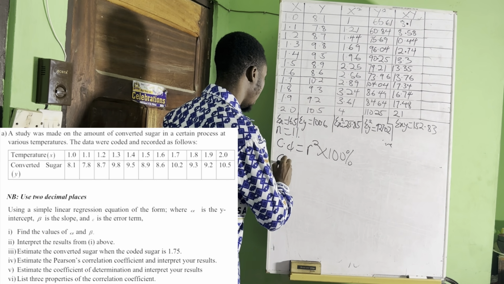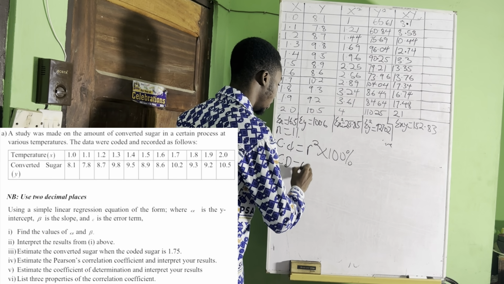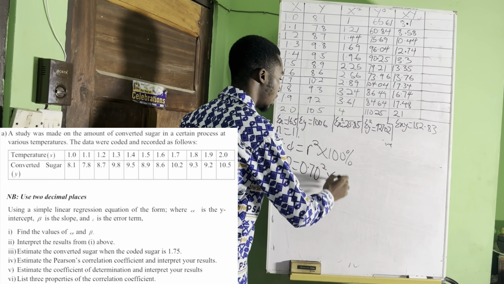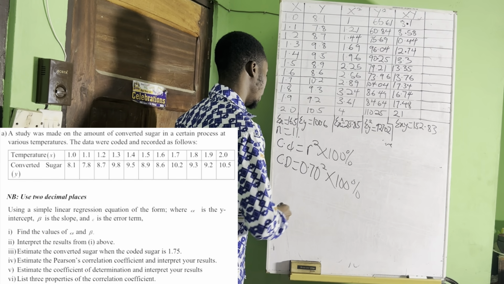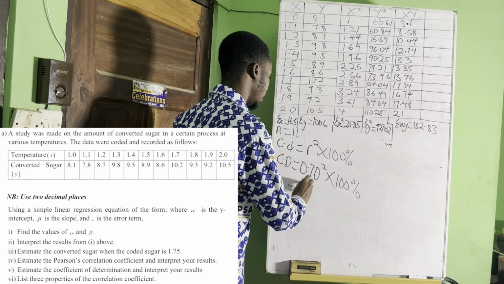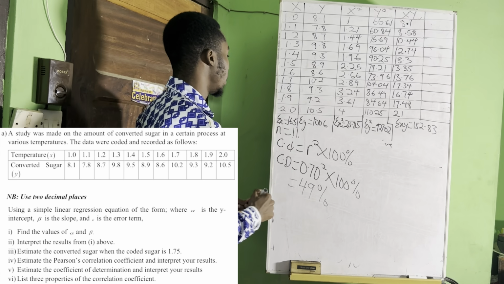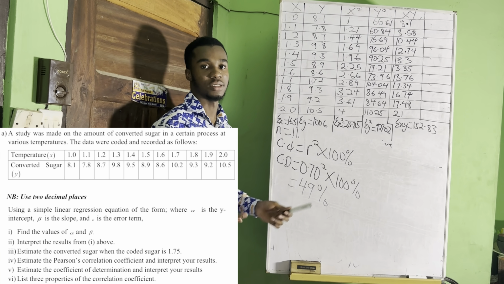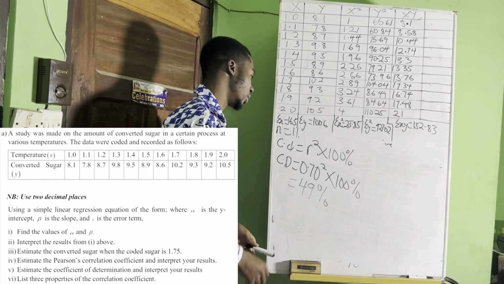So now it means our coefficient of determination will be r squared, which is 0.70 squared times 100%. And when you solve this on the calculator, you should be getting 49. So 49%, you get it. So here, whatever you get as Pearson's correlation coefficient, just come and square it, then times 100%. That's if they ask you for the coefficient of determination, you get it.